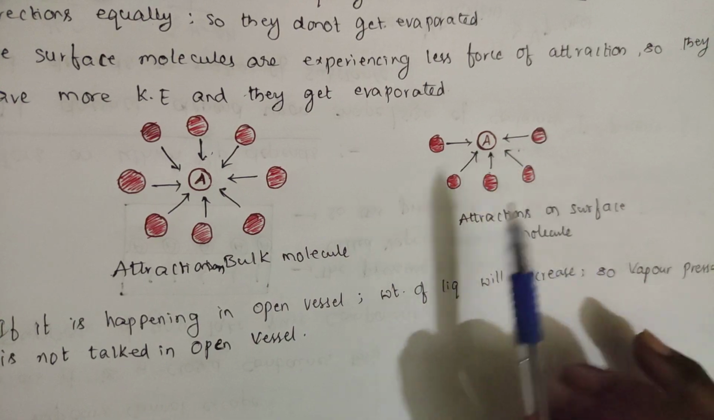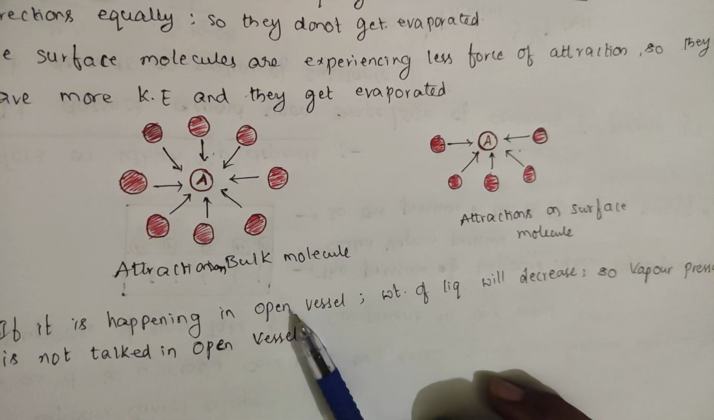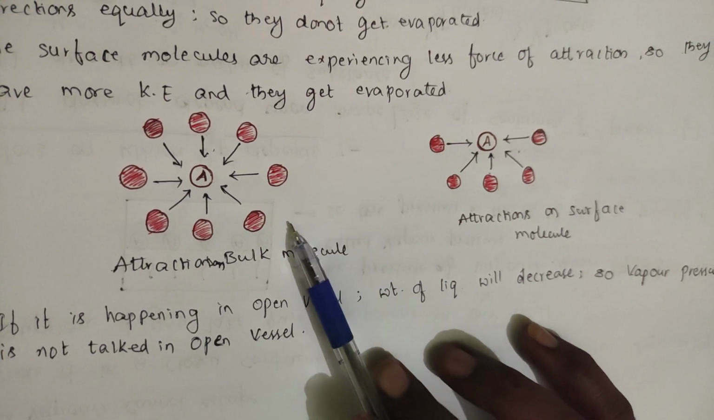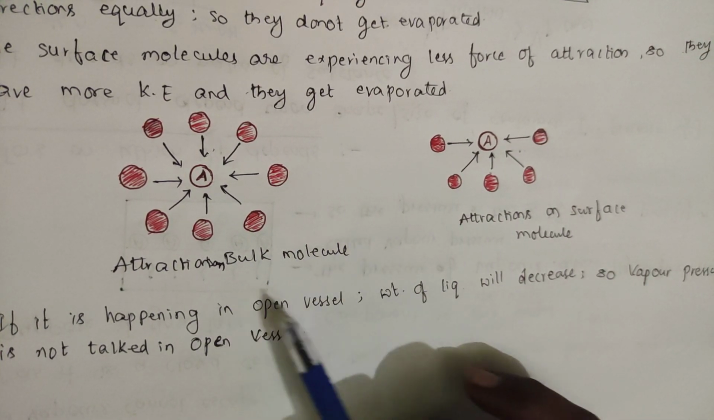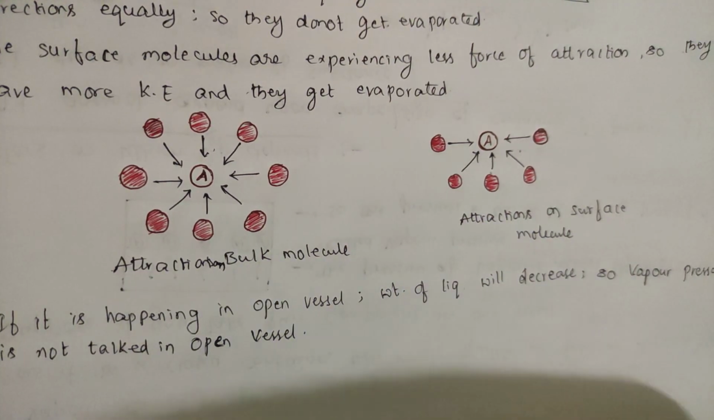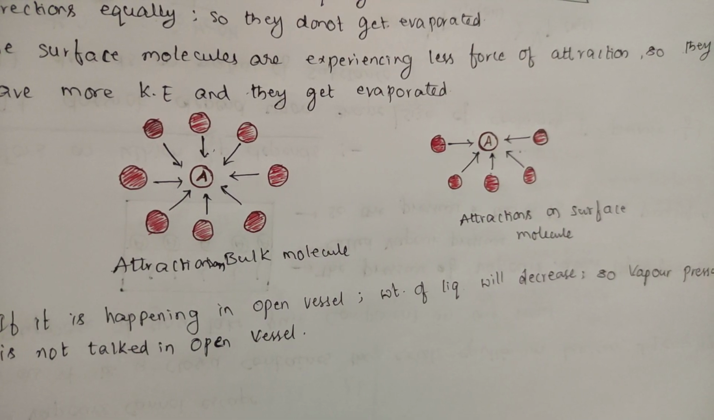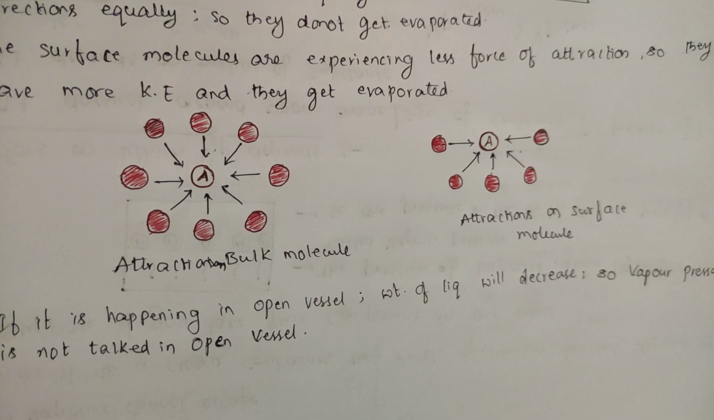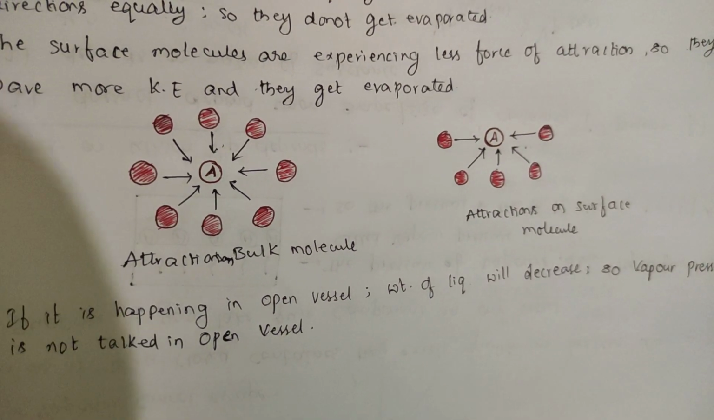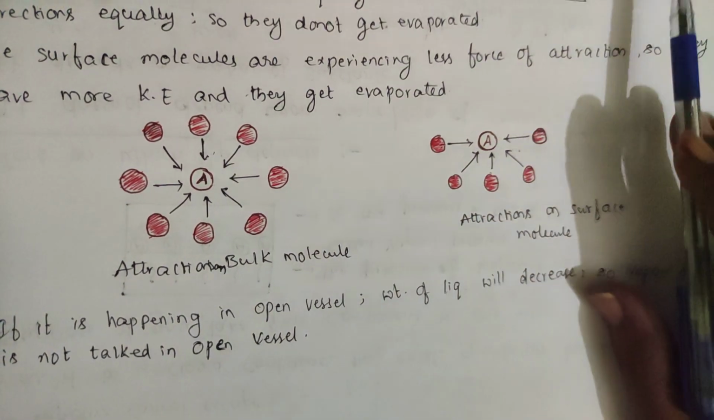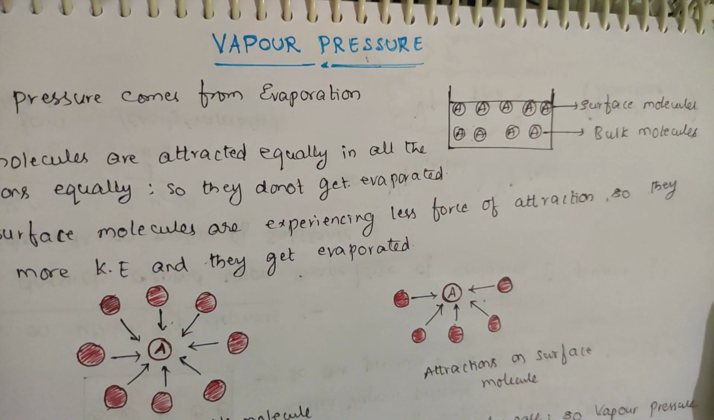Suppose this is happening in the open vessel, right? This condition will happen both in closed as well as open vessels. If it is happening in the open vessel, what happens to the weight of the liquid? The weight of the substance that you have taken initially gets decreased. So vapor pressure is not talked about in the open vessel. Vapor pressure is always with respect to closed vessels, not open vessels. This is what you are seeing. I have taken here an open vessel, right? It gets evaporated into the atmosphere.